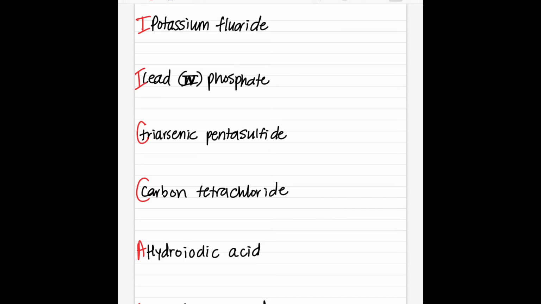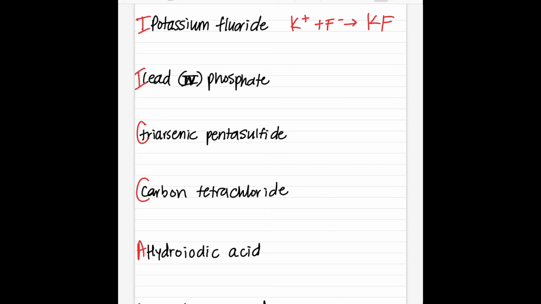Now that we know which ones are which, we can use the proper rules. For ionic, potassium fluoride: potassium is K+, on the front of the periodic table. Fluoride is F-. Now I cross and go down, and the answer is KF. These technically cancel each other out because they are equal but opposite, so it's just KF.